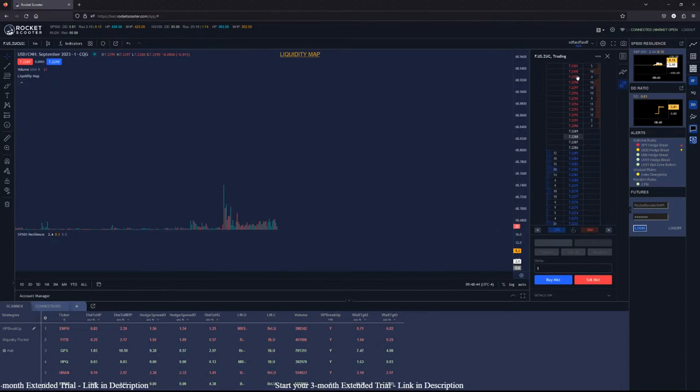I like the DOM, looks pretty smooth. Now the color scheme we're obviously going to play with, but it's clean. I do like it.